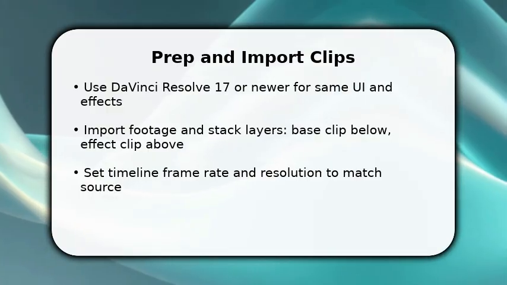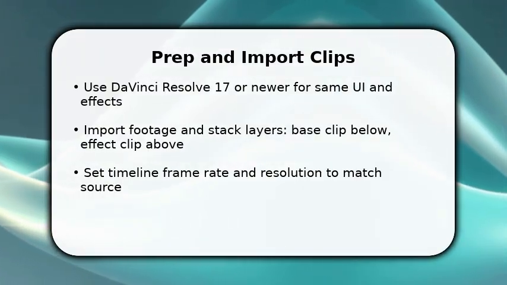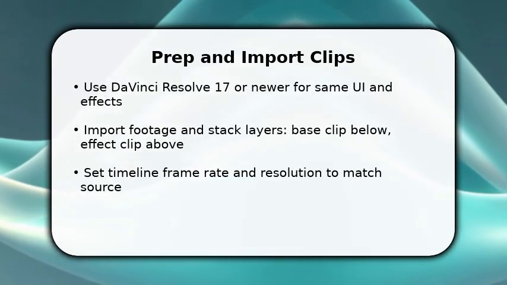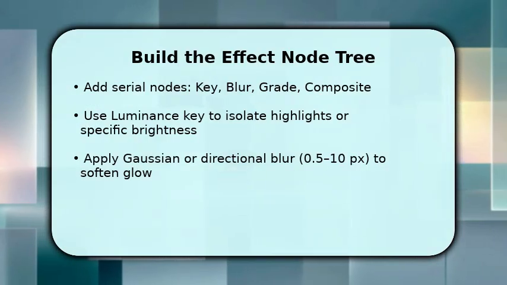Make sure your clip's color spaces match to avoid unwanted shifts. You'll use nodes to isolate brightness and blend modes to composite. This gives precision and preserves the original footage. You'll create a focus node tree.